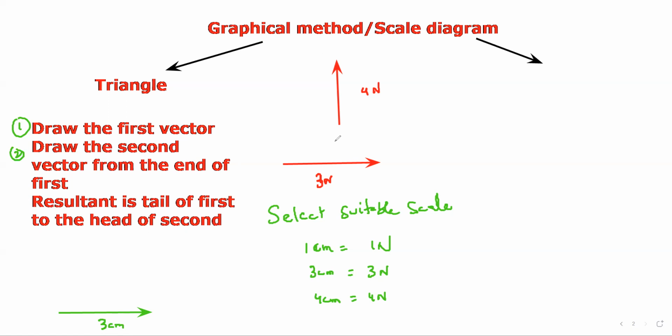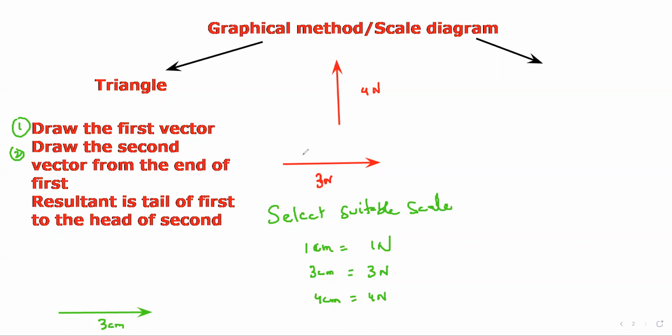So two vectors are there and the question is you have to find the resultant of the two vectors by a triangle method. First step is select a suitable scale, because for Newton, you don't have a ruler or a scale in Newton. So you always have to convert into centimeter. So we select a scale, 1 Newton equals 1 centimeter. So 3 Newtons is equivalent to 3 centimeter and 4 Newtons is equivalent to 4 centimeter.